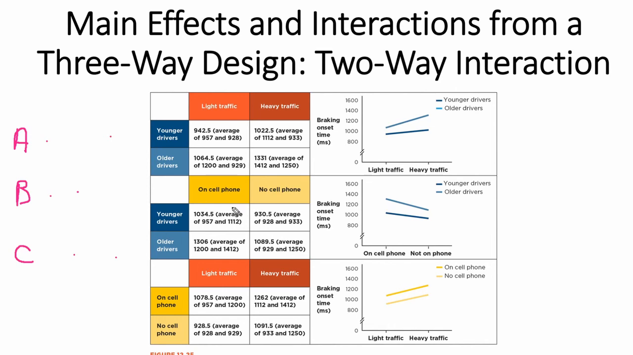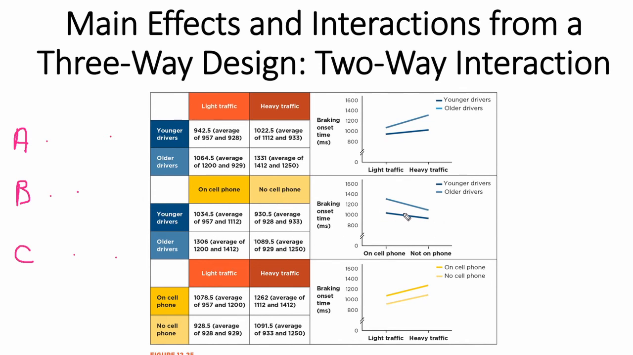And for this one here, we can look at cell phone condition and driver age. For young drivers on the cell phone, if we average across all traffic conditions, what is their average responding time? When we average across the traffic conditions, what is the average stopping time for no cell phone with young drivers? So on and so forth.